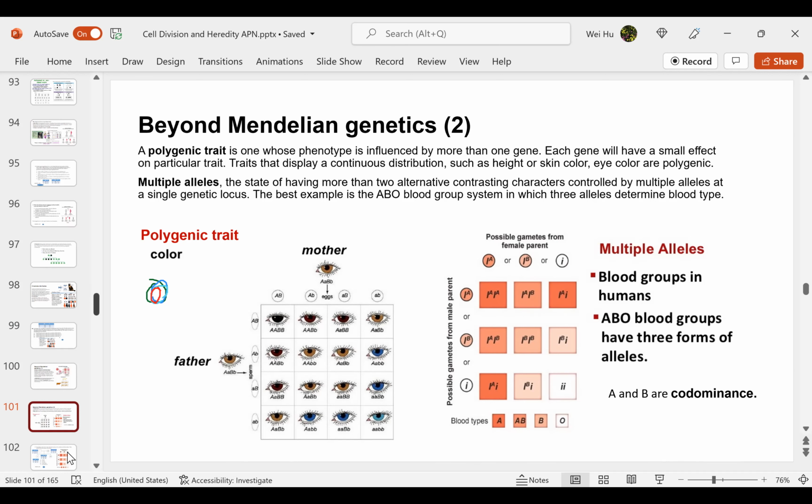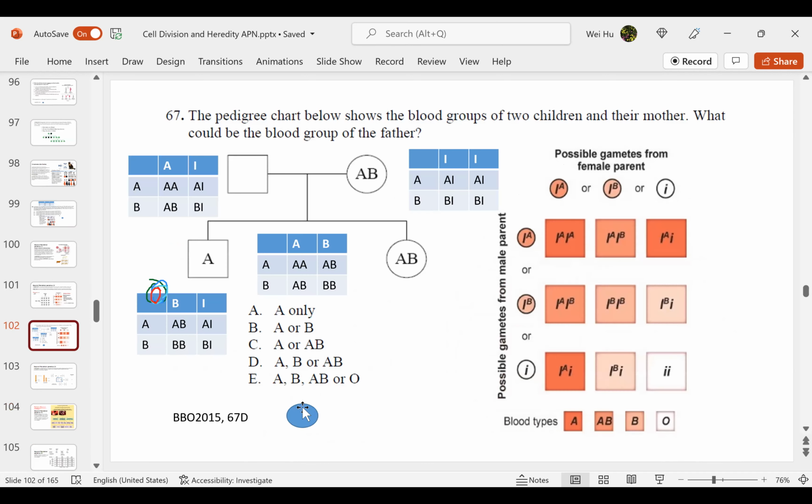Correct? So now let's do this question. Again, do not forget your Punnett square. Actually, I did the Punnett square for you, but you should be able to do your own Punnett square, please. Okay, so now let's look at this question.